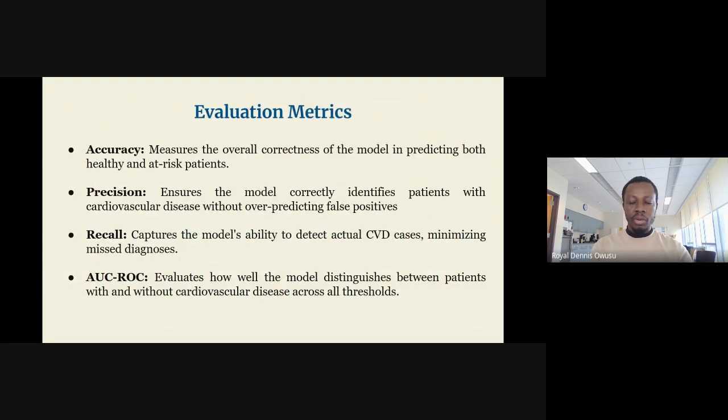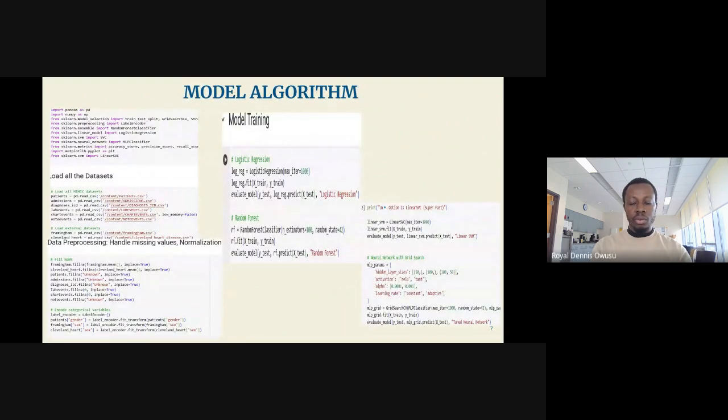Now we evaluated our model using various performance metrics such as accuracy, which measures the overall correctness of the model in predicting both healthy and at-risk patients, and then also precision, which ensures the model correctly identifies patients with cardiovascular disease without over-predicting false positives. And then recall captures the model's ability to detect cardiovascular cases, thereby minimizing misdiagnosis. And then we also evaluated using the area under the curve, that is, how well the model distinguishes between patients with and without cardiovascular disease across all the thresholds.